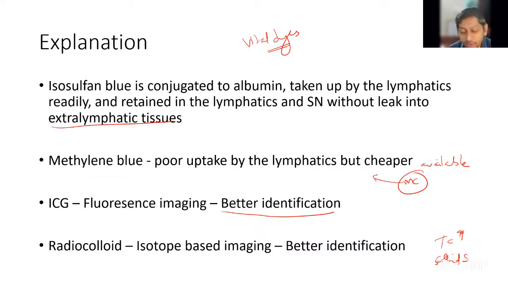So remember, when we do a sentinel lymph node biopsy, to increase the sensitivity and specificity, we usually use a combination of dyes. We can use methylene blue along with the radiocolloid, or methylene blue along with ICG. That basically increases the sensitivity and specificity. It reduces the false negative rate and increases the identification rate in a sentinel lymph node biopsy.